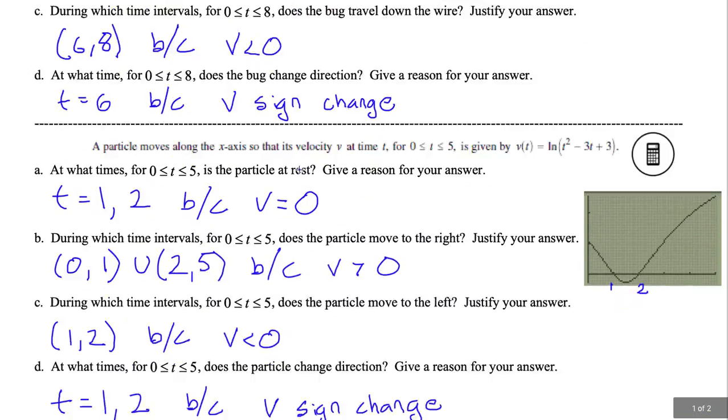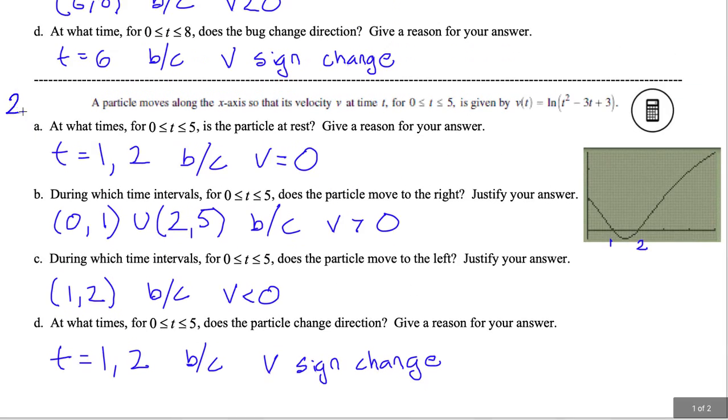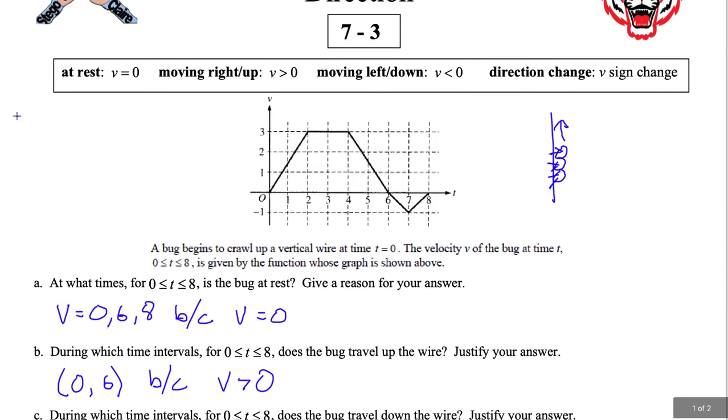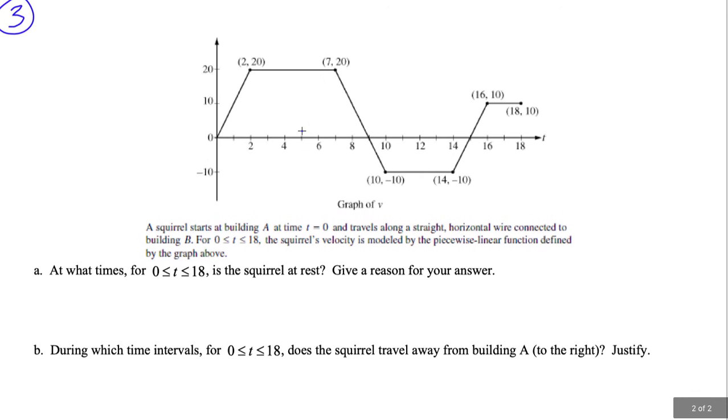All right, we are on to problem number 3. Are these not numbered? They're not. Okay, but this is problem number 3. I can label these as well. This was problem number 2, and this was problem number 1. And I guess I can label that as problem number 4. So on problem number 3, no calculator, it's just a graph.